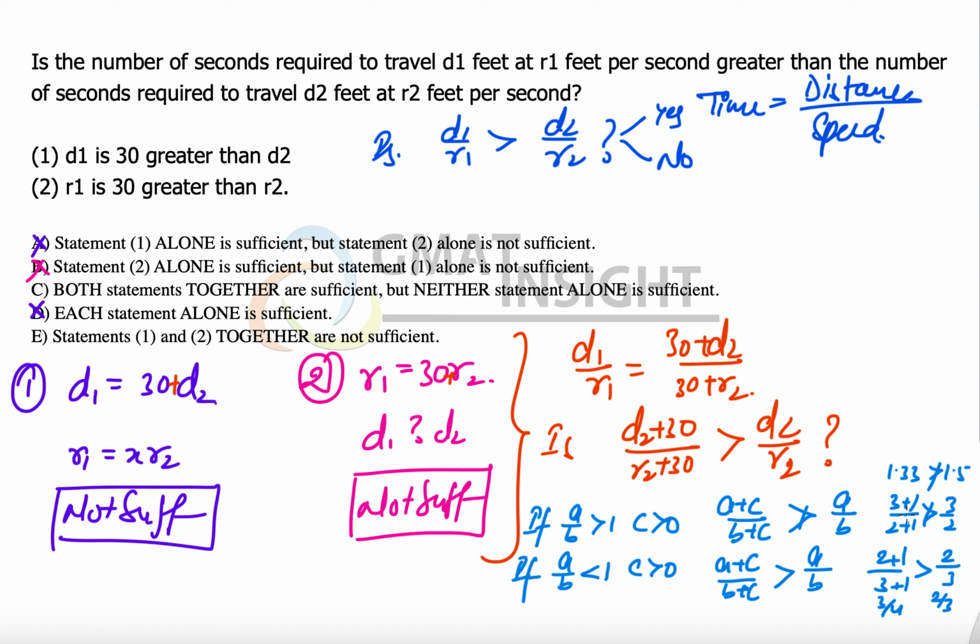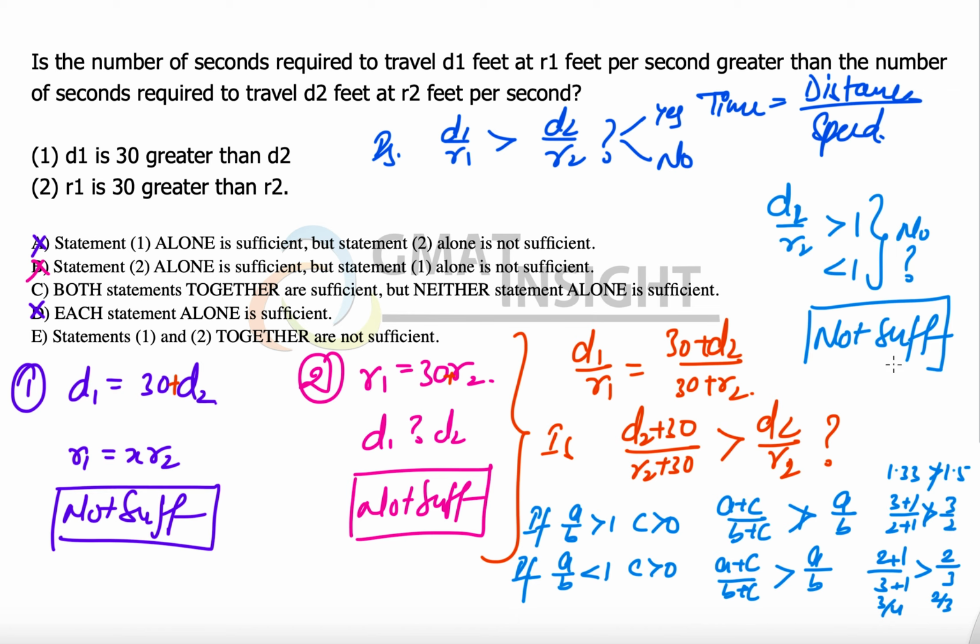We can find out whether the resulting fraction will be greater than the previous fraction only if we knew whether A upon B is greater than 1 or less than 1. But here, do we know whether D2 over R2 is greater than 1 or less than 1? The answer is no, we do not know about this. And for that reason, even after combining the two, we are inconclusive, and we say that even after combining the two statements, the information is not sufficient to answer the question, and the answer to the question becomes option E.